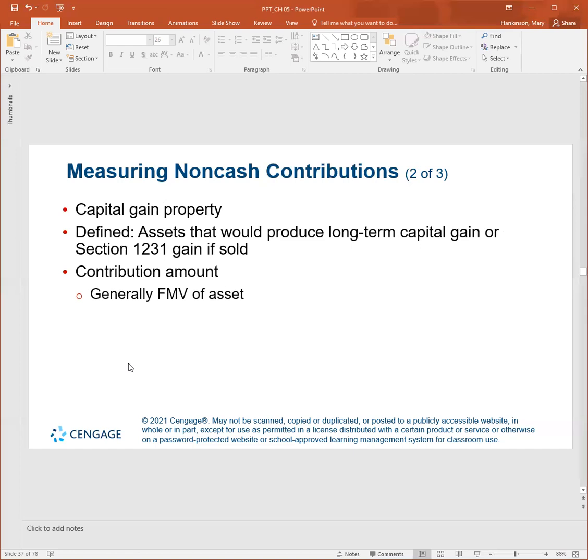So again, that talks about FMV. Whenever you see that, it means fair market value. So again, capital gain property defines assets that would produce long-term capital gain if sold.